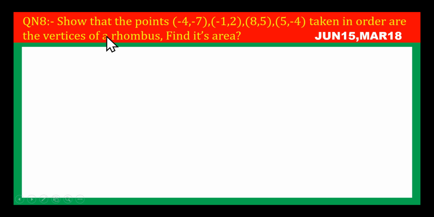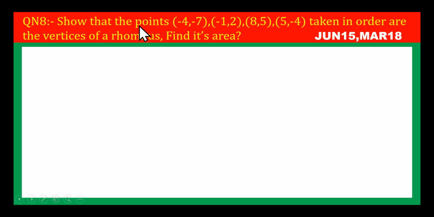Here is the question. Show that the points (-4, -7), (-1, 2), (8, 5), (5, -4), taken in order, are the vertices of a rhombus and find its area. I shall repeat. Show that the points (-4, -7), (-1, 2), (8, 5), (5, -4) taken in order are the vertices of a rhombus and find its area. This question appeared in June 2015 and March 2018 of SSC public examinations.